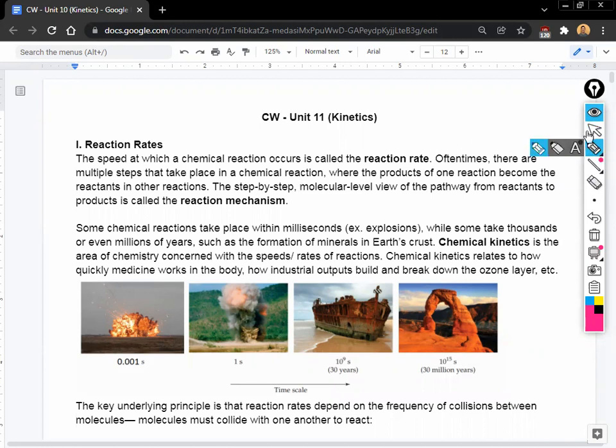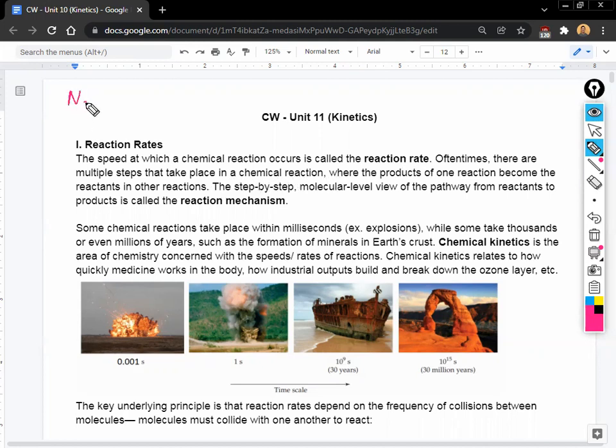So as you guys know just from everyday life, the higher the rate, the faster the reaction, the lower the rate, the slower the reaction, right? Makes sense. Okay. And a lot of times there are multiple steps that take place in a chemical reaction.